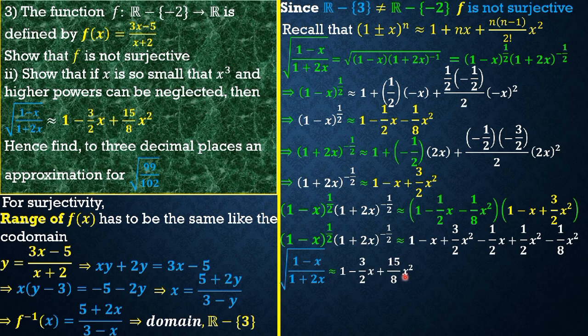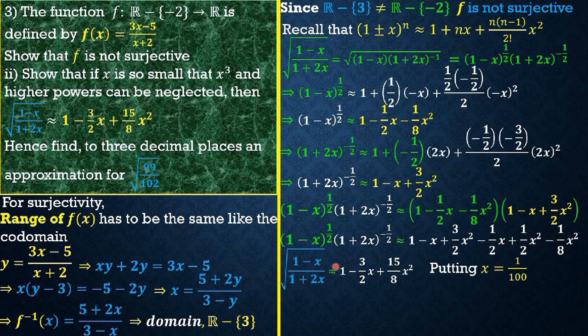Okay. Now they want us to find, to 3 decimal places, the approximate value for the square root of 99 over 102. So friends, to do this, all we have to do is to equate this onto this. We take the square root of 99 over 102 and equate it to our expansion and solve for the value of x. If you solve the value of x, we're going to have x to be the same as 1 over 100. That is, when we equate the square root of (1 minus x) over (1 plus 2x) to the square root of 99 over 102 and solve for x, we have x with that.